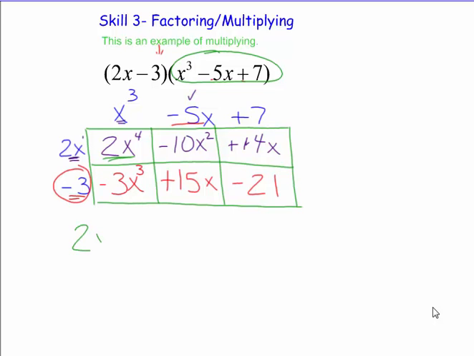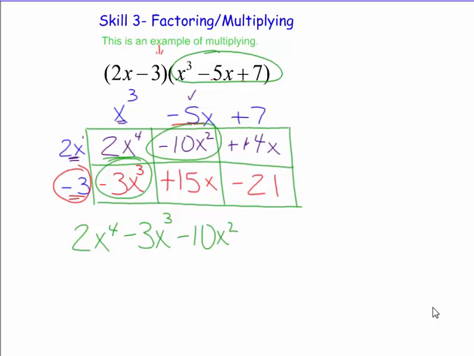We have a 2x to the 4th. There's no other x to the 4ths in there. And then right here, negative 3x cubed. We're going to put it in standard form, meaning the highest power of x comes first, followed by the next lower one, so on down the line. Now we're looking for our x squareds. This is the only term that has the x squareds.